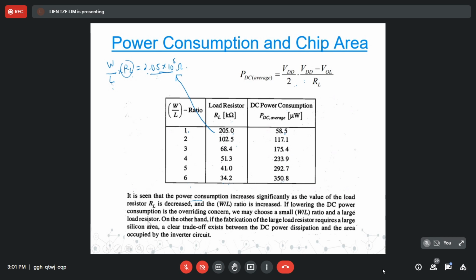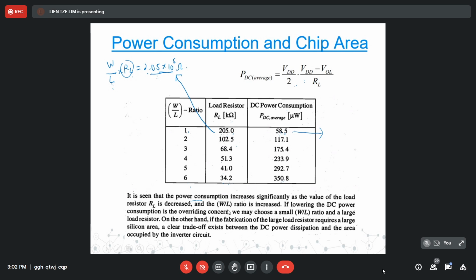So to select, this one should be selected, with a high value of load resistor and low power consumption. This has the lowest power consumption, and the width over length is also small. But when we choose this, there are also other considerations.